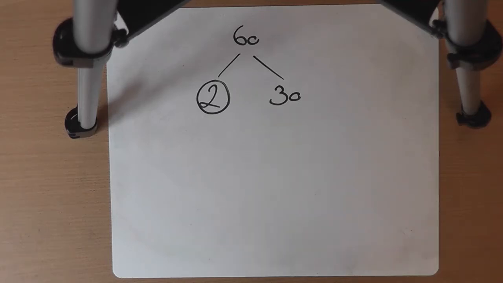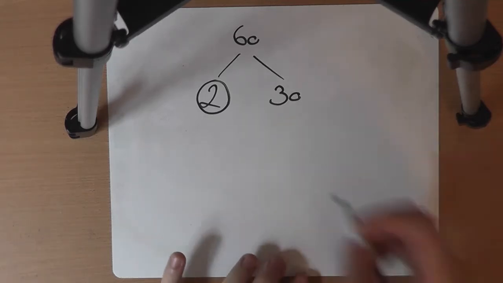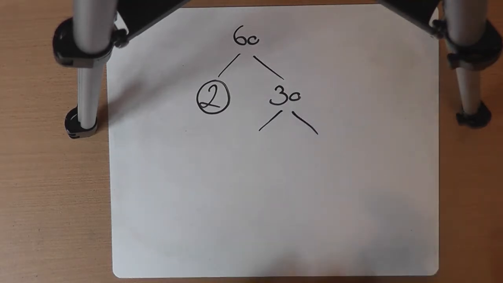We can split it again. So what I'm going to do is I'm going to have 2 more branches coming out of the 30, and I'm going to write down 2 numbers that times together to make 30. Any 2, with the exception that I can't use 1. So I could write down, say, 2 and 15, or I could write down 3 and 10, or I could write down 6 and 5. It genuinely doesn't matter which pair you do.